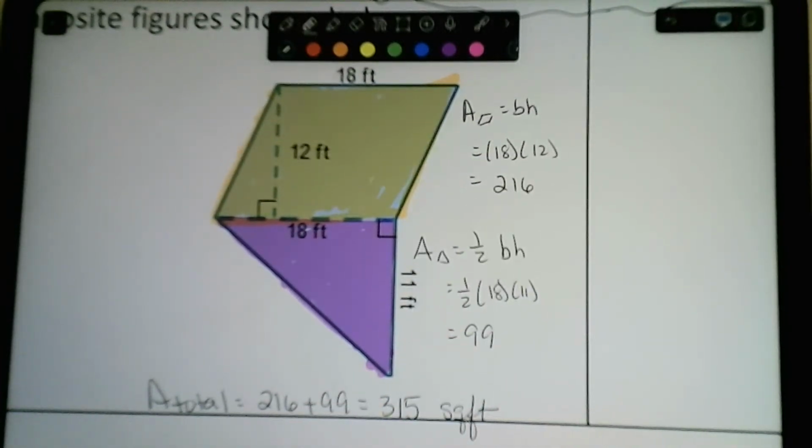What makes the composite figures hard is it might not be obvious what shapes to cut it into. My recommendation, trace the shape onto some paper and just start cutting. I have tons of paper, and if I run out over there, just let me know. I'll find you more. Do all the cuts.